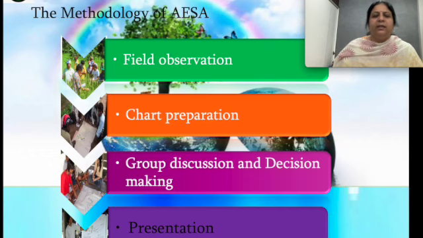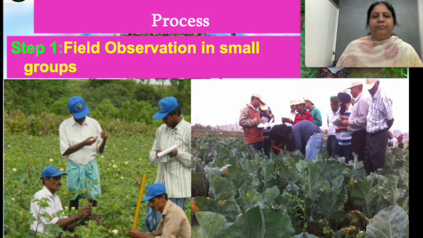Let us see the methodology of AESA, Agro Ecosystem Analysis. The first thing is field observation. Next point is chart preparation. Third step is group discussion and decision making. Final step is presentation. You can see the field observation.